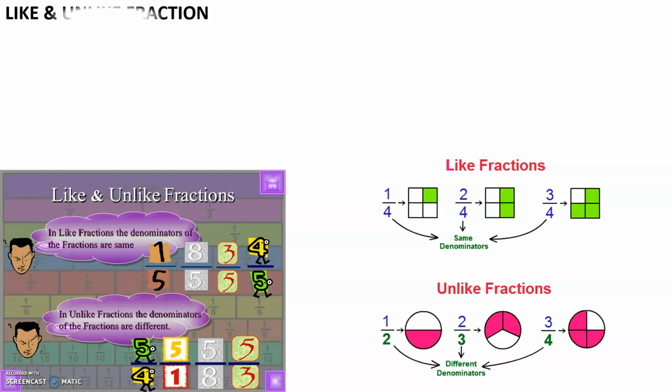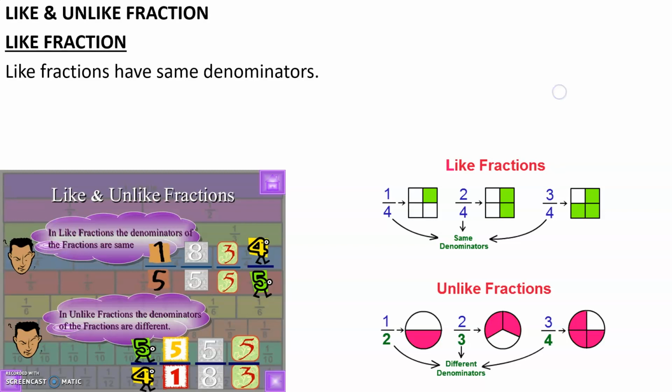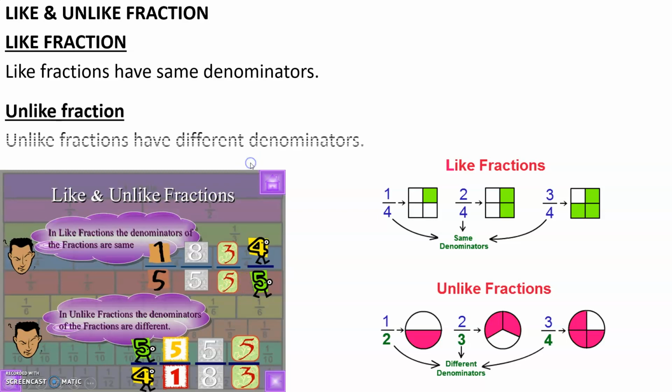So let's see these types of fractions in detail. We'll see like fractions and unlike fractions. So like fractions have the same denominator. See here, in like fractions, the denominators of the fractions are the same. For example, 1 upon 5, 8 upon 5, 3 upon 5, and 4 upon 5. See, all these numbers have the same denominator, which is 5. Unlike fractions have different denominators. Say, for example, 5 upon 4, 5 upon 1, 5 upon 8, 5 upon 3. Here the denominators are different. So they are called unlike fractions.